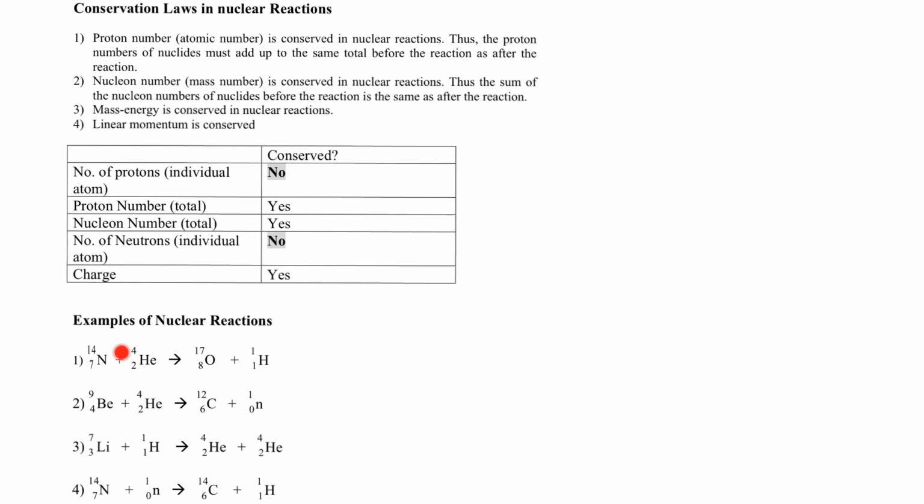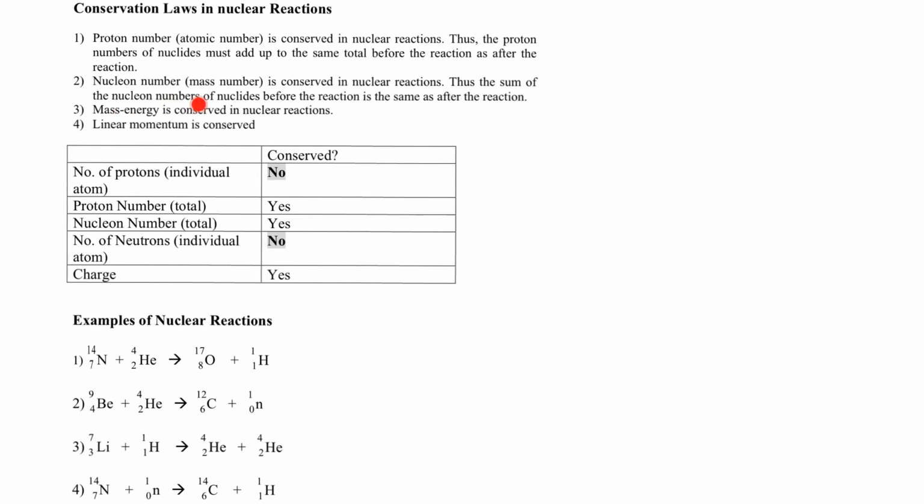So for example, if you look at this nuclear reaction, can you see that initially your total proton number is 7 plus 2, which is 9. After that is 8 plus 1, also 9. So that's what you mean by conserved. The second one, 4 plus 2, 6. 6 plus 0, 6. So it must always be conserved. The second one, nucleon number, which is the number at the top here. So it must always be conserved. So for example, this 14 plus 4, 18. 17 plus 1, 18. 9 plus 4, 13. 12 plus 1, 13. Right?